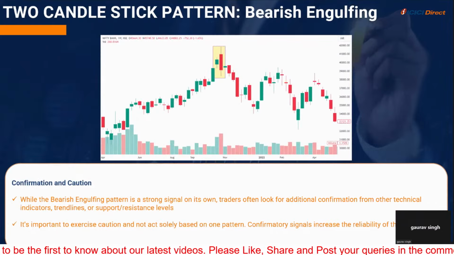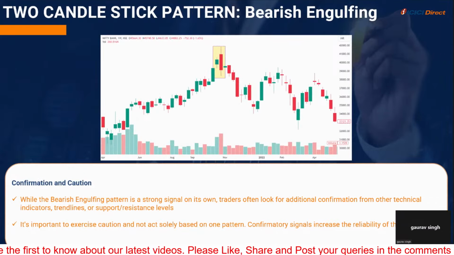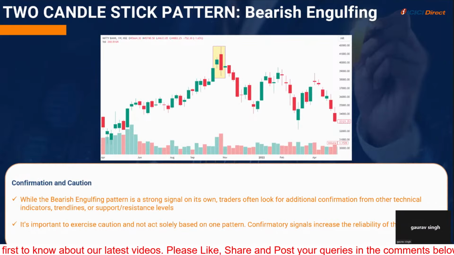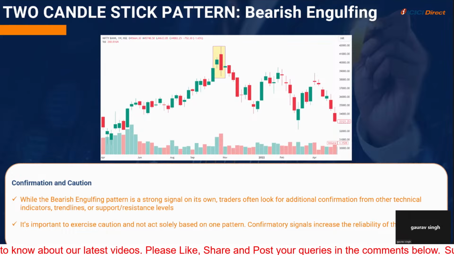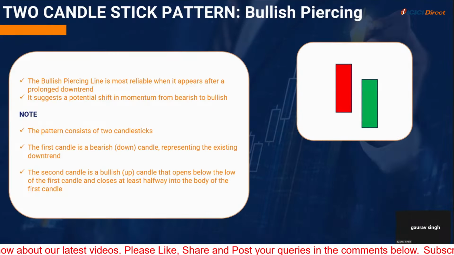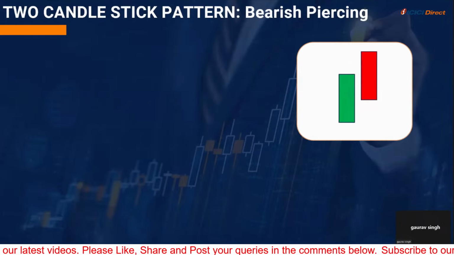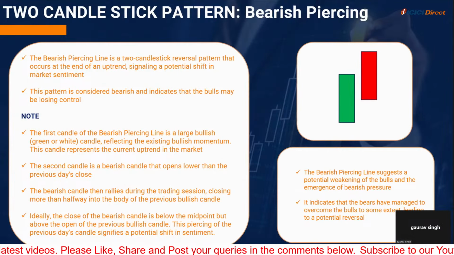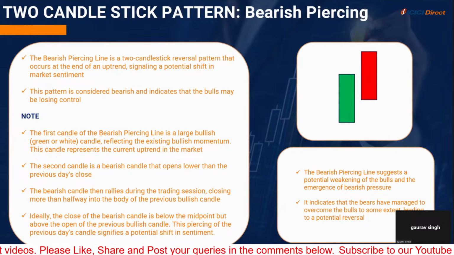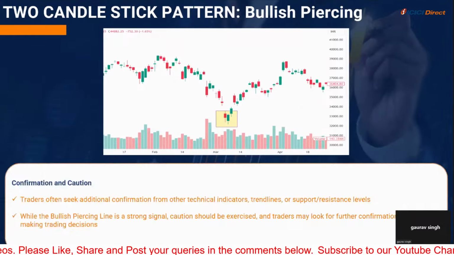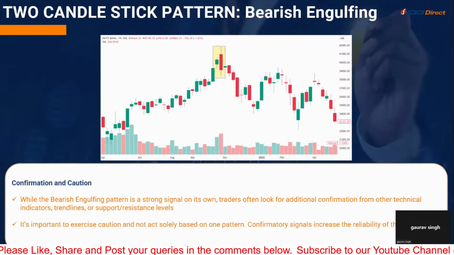So viewers, this is what we have covered till date. We have covered till bearish and bullish engulfing. Today's topic is bullish piercing and bearish piercing. Bearish piercing is also known as dark cloud cover. This is what our main agenda is for today.